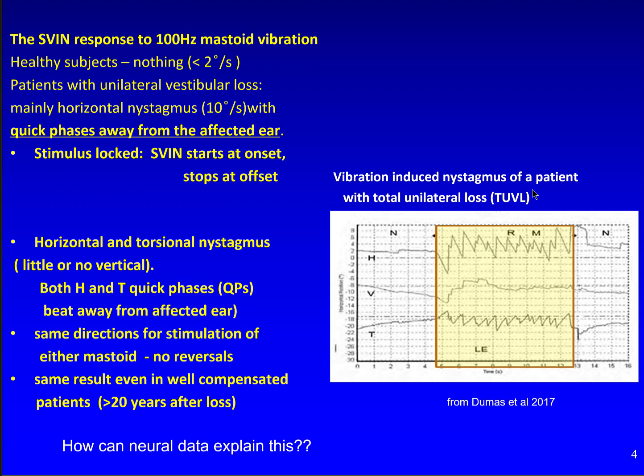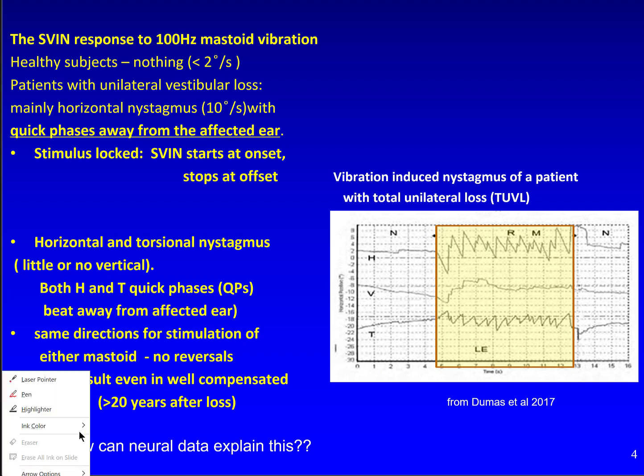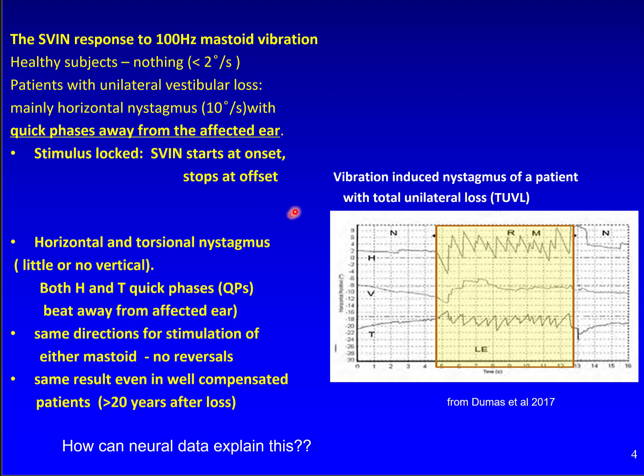So, what is the response to this vibration? Well, you can see it over here, this nystagmus, which starts at the very onset of the stimulus and goes through to the offset. It's stimulus locked. But when you do this in healthy subjects, they show just about nothing. Patients with unilateral vestibular loss, however, show this nystagmus, which is stimulus locked. It's mainly horizontal, low, only about 10-15 degrees per second, although faster in some cases. Most importantly, with quick phases directed away from the affected ear.